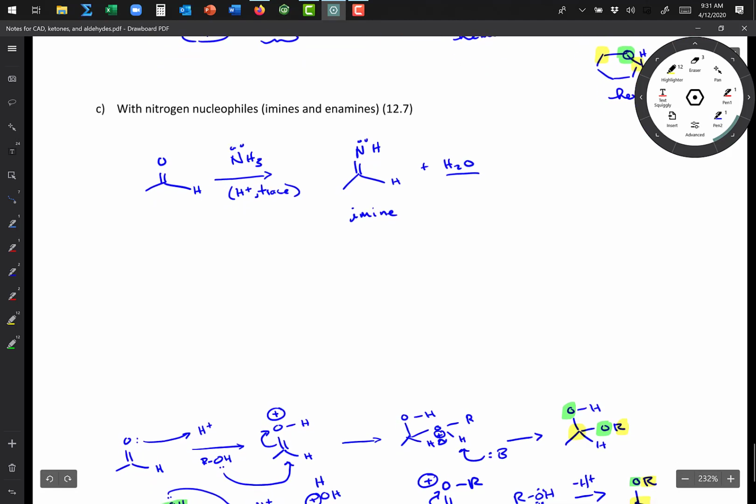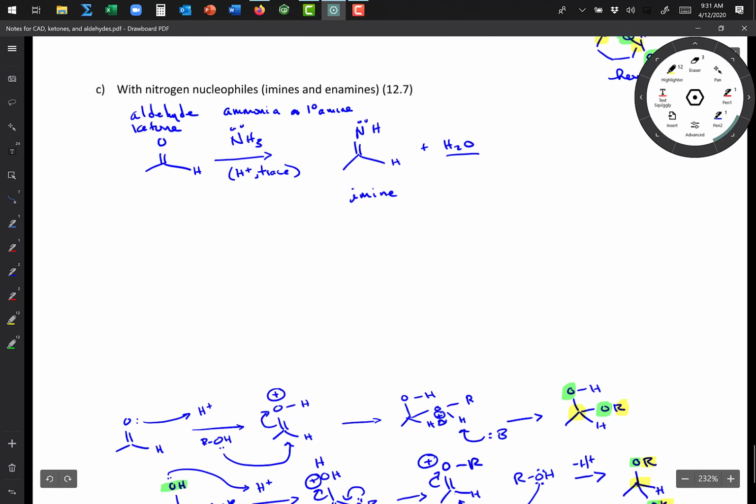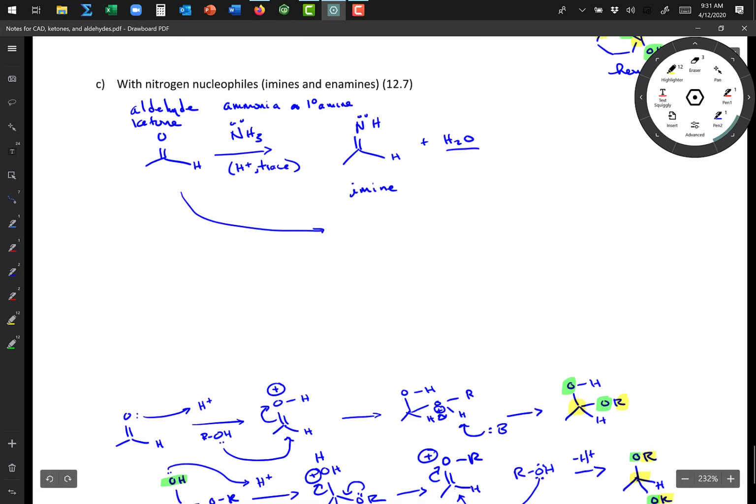Now, if you have a ketone or an aldehyde, so I'll draw a ketone. This is what happens when you have an aldehyde or ketone with ammonia or a primary amine. So if you were to do this with a primary amine, let's say your amine is R and then NH2 like that. That would be a primary amine. You would end up with this.